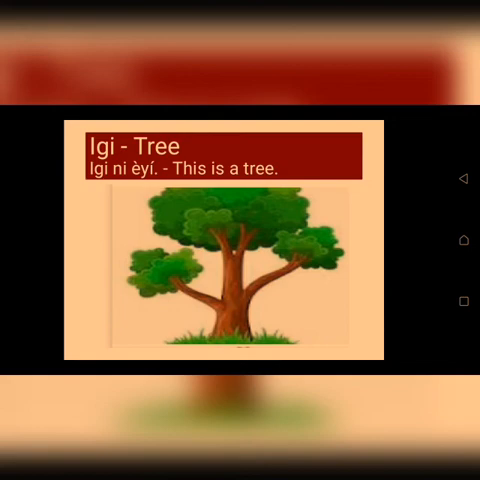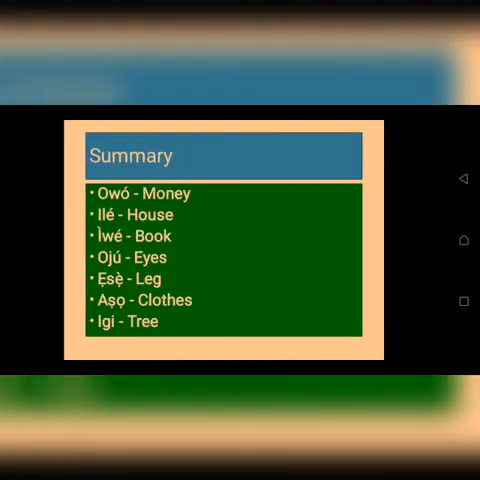Alright, let me quickly go over all those things we have learned again. The first is owó. O-W-O. Can you spell it? O-W-O. Owó meaning money. Ilé, that is house. Ìwé meaning book. Ojú, that is eyes. Ẹsẹ̀, meaning leg. Aṣọ, that is cloth. And igi, that is a tree.